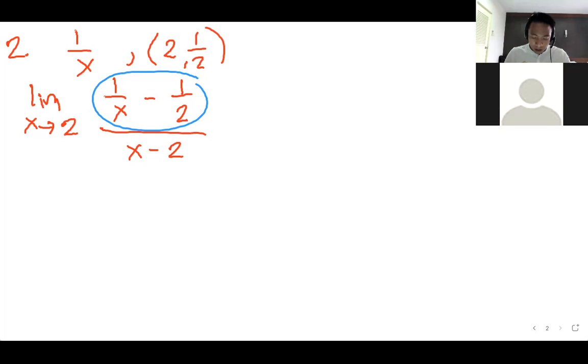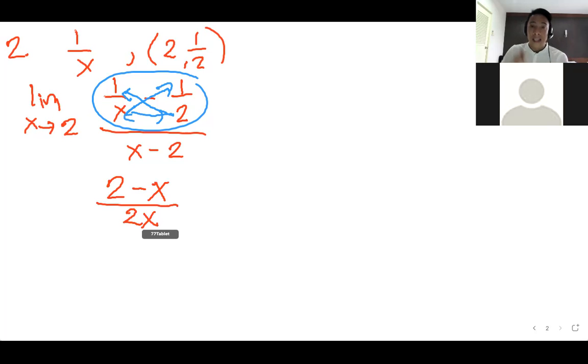So paano siya i-shortcut? Okay, so I will change the color of my pen into blue para makita din kung paano ko siya sino. Okay, so I will multiply 2 on that part, x on that part, and multiply also the lower parts. So for the upper part, 2 times 1 is 2, minus x times 1 is x, all over x times 2 will be 2x.